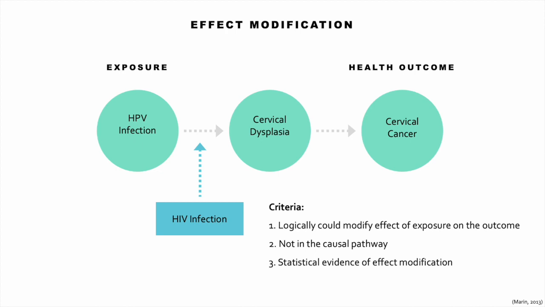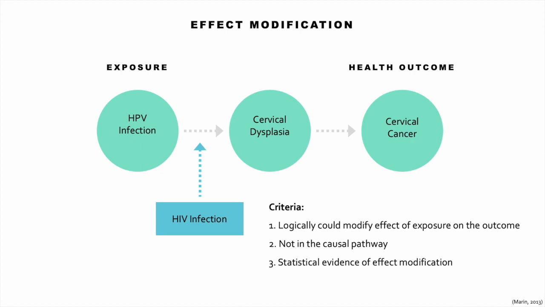The effect modifier should be a variable that you can reasonably hypothesize might be changing the effect of the exposure on the outcome of interest. Last class, I talked about how people living with HIV not only have higher rates of HPV infection, but the progression from cervical dysplasia to cervical cancer is much faster in people living with HIV compared to people with a normal immune system. The teal circles are the natural history of disease.